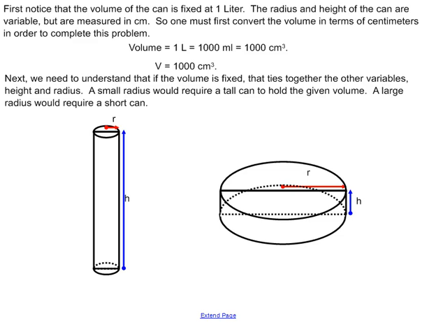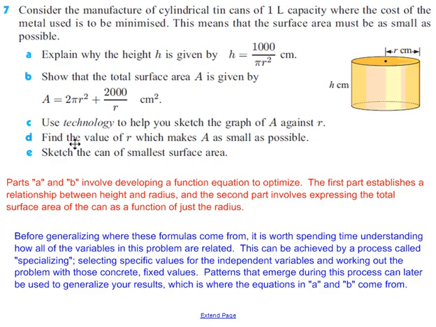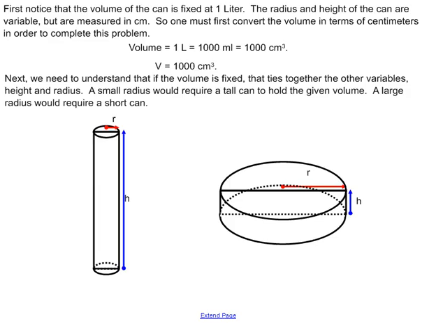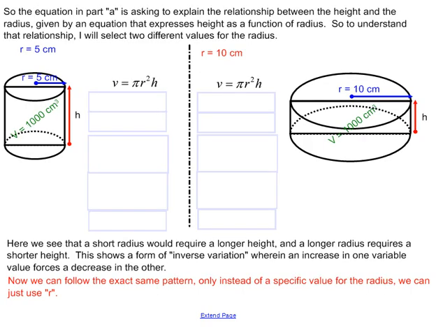Going back to the initial question, recall that what we're looking for is the value of r, the radius, which makes A as small as possible. Clearly, choosing a radius of 10 is going to require almost 300 more square centimeters to make that can than if I make r smaller, like 5. So that's probably more optimal.